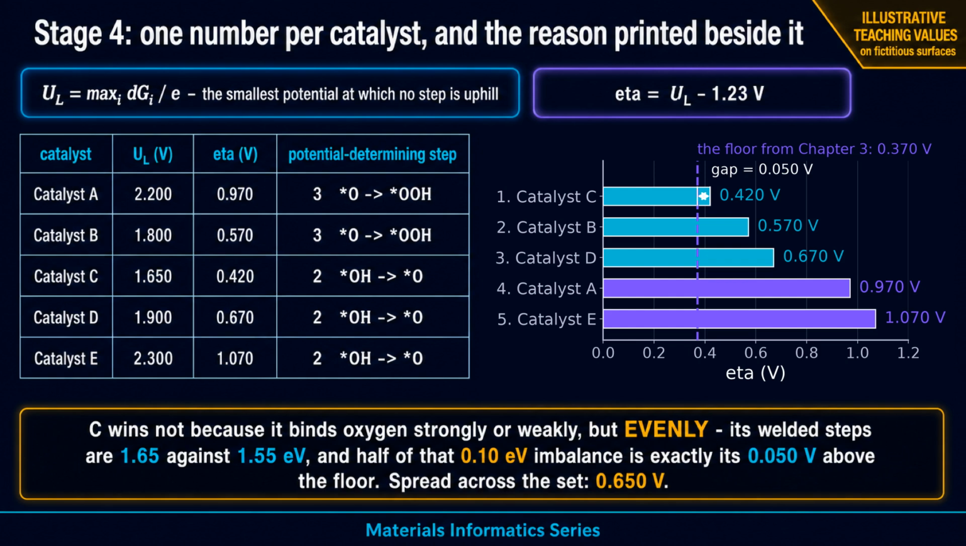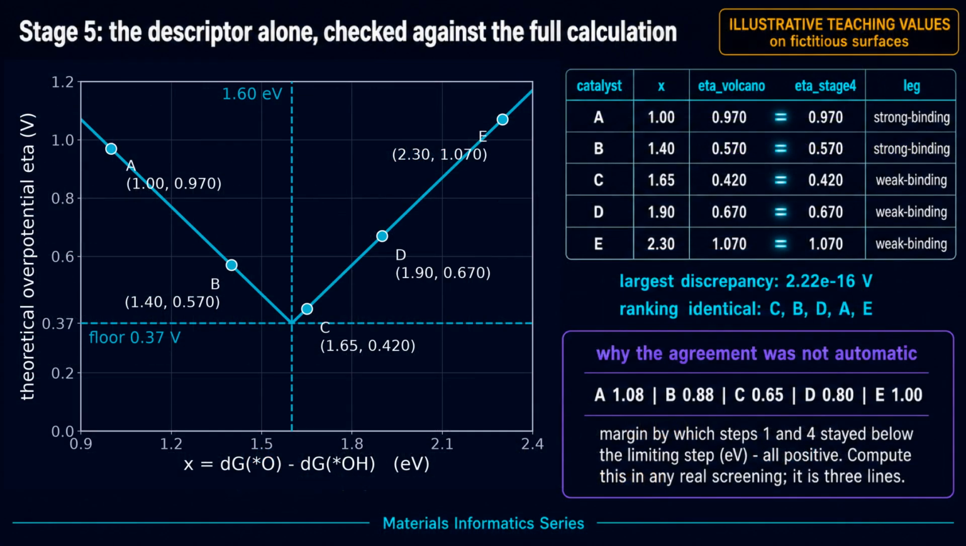Its welded steps are nearly equal, so it sits just 0.050 volts above the floor. Stage 5 maps each descriptor onto the Chapter 3 volcano and compares element by element. The shortcut and the long calculation agree to about 2 times 10 to the minus 16 volts, and the two rankings are identical lists. A model knowing only one difference of adsorption energies reproduced a calculation that used 3 adsorption energies and 4 step energies. Under these assumptions, the rest was genuinely redundant.